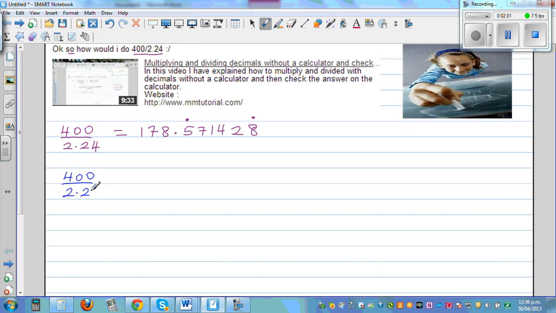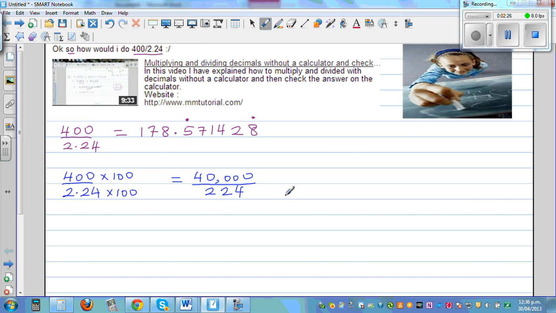Well, I want to make the denominator, this decimal, into a tidy number. So I'm going to multiply this by 100. If I multiply this by 100, I also multiply this by 100. So this is 40,000, four zeros, that is 40,000 divided by 224.